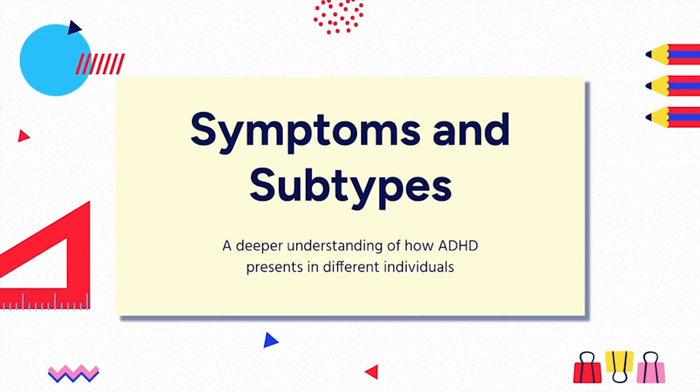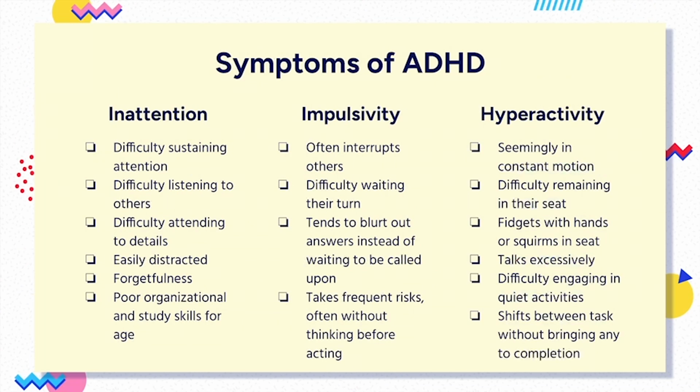And now let's talk a little bit about the symptoms and subtypes of ADHD. So the symptoms of ADHD can be broken down into three categories. We have inattention, which is characterized by distractibility, such as difficulty sustaining attention, difficulty listening to others, forgetfulness. We have impulsivity, which often relates to control issues, such as interrupting others, difficulty waiting their turn, and risk-taking behaviors.